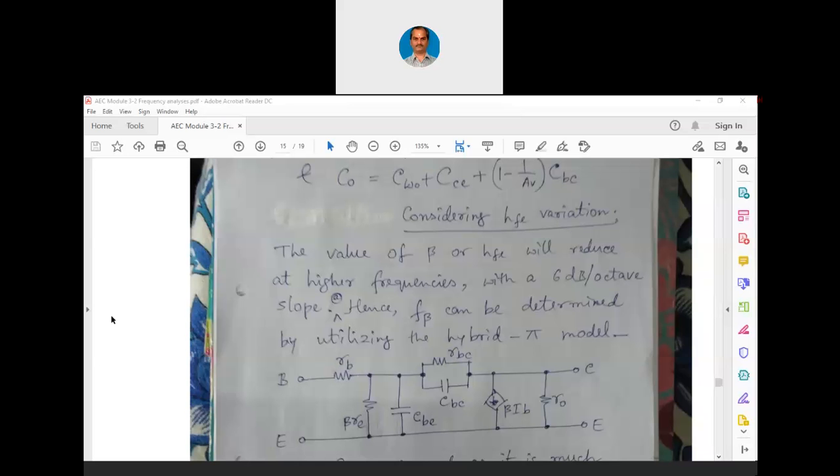Now, let us have a hybrid pi model here, where you can see at the base there is this small RB and there is this beta into RE. That small RB we had ignored till now, thinking that the base resistance can always be ignored. But here in the high frequency model, let us add that also along with beta into RE. Then we have this CBE, which you are already familiar with. Then beta IB and R0, you are already familiar with. CBC also you are already familiar with.